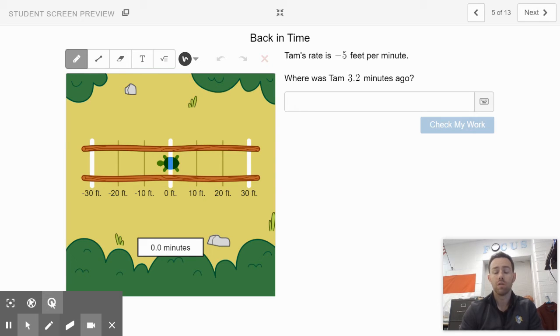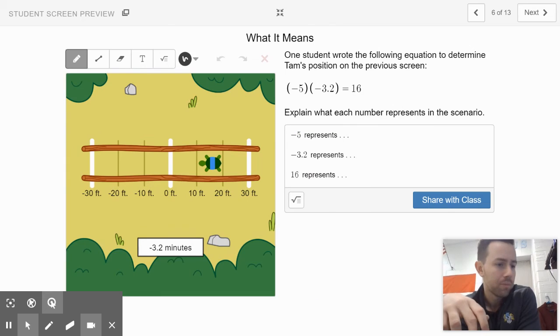Finally, here next on slide 5, it says Tam's rate is negative 5 feet per minute. This one's different because it says where was Tam 3 2/10 minutes ago. So where was he back in time 3 2/10 minutes ago? If you figure out where he was 3 2/10 minutes from now on the previous slide, you might be able to figure out where he was 3 2/10 minutes ago. So back in time on slide 5. Go give it a shot and come back to Edpuzzle.